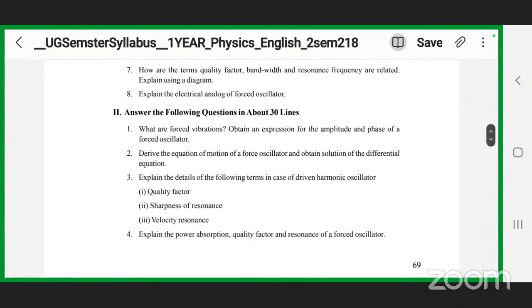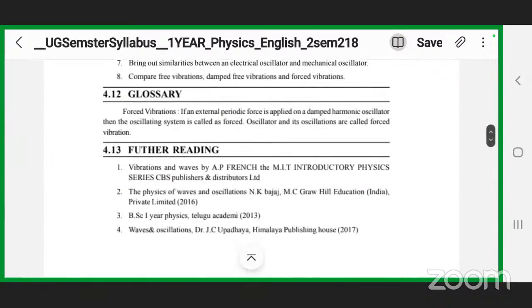What are forced vibrations? Obtain an expression for the amplitude, derive the equation of motion of a forced oscillator and obtain its solution. These two are the most important experiments.